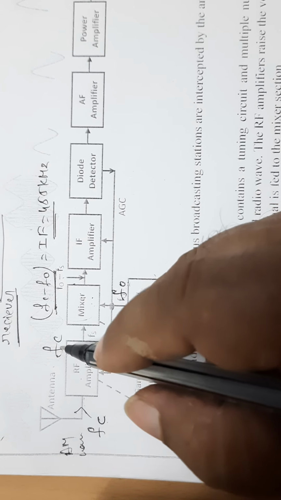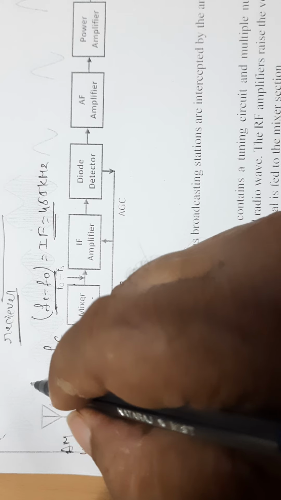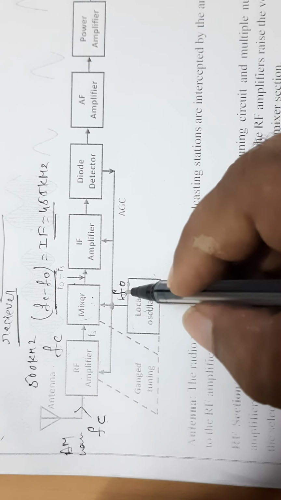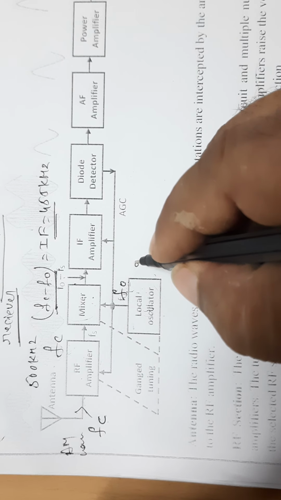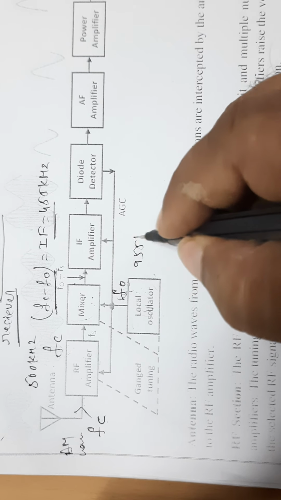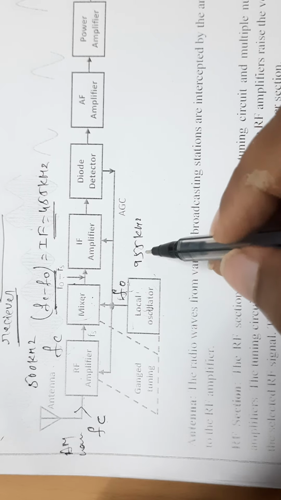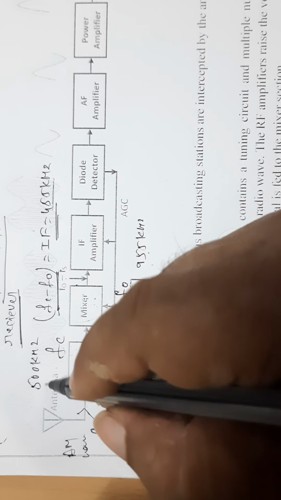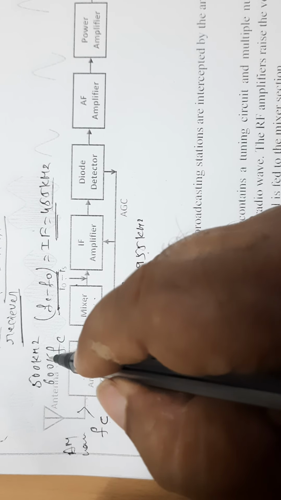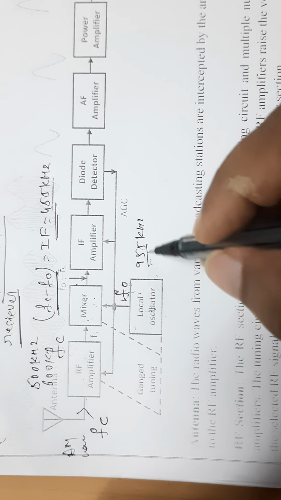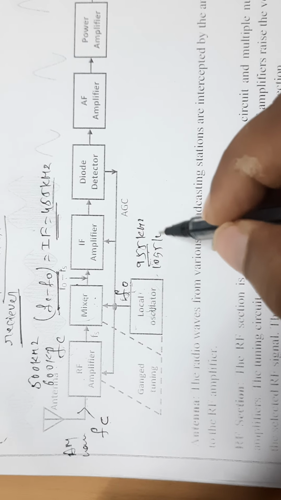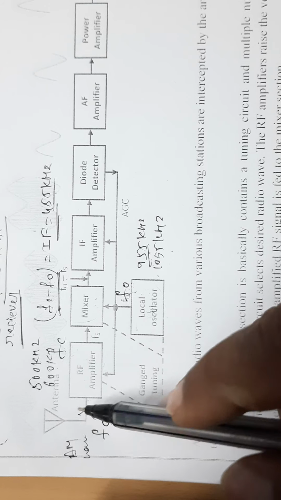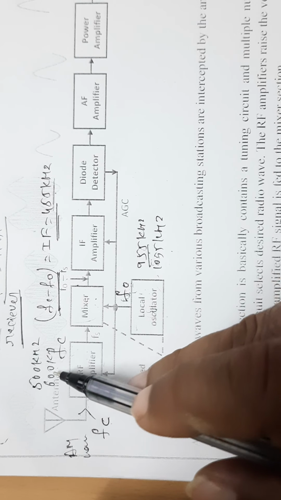Suppose if Fc is 500 kilohertz, what should be F0? F0 should be 955 kilohertz. 955 minus 500 is 455. Suppose if you receive a 600 kilohertz signal, then this should be 1055 kilohertz. This difference is 455.